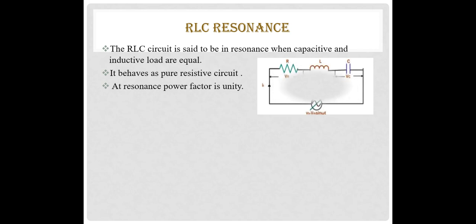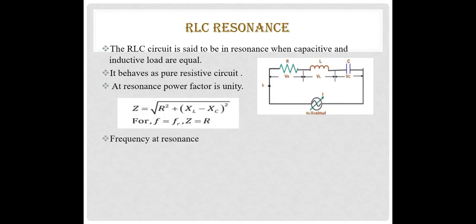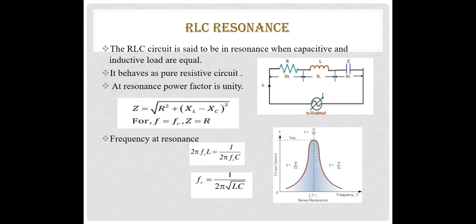So next we are going to discuss RLC resonance. We just saw the RLC circuit. RLC resonance is nothing but, when an RLC circuit is said to be in resonance, it means the inductive reactance and capacitive reactance, XL and XC, become equal to each other. Then the power factor becomes unity. We know that cos phi is equal to R by Z. So R is equal to Z. So power factor cos phi is equal to 1. It becomes unity, right?